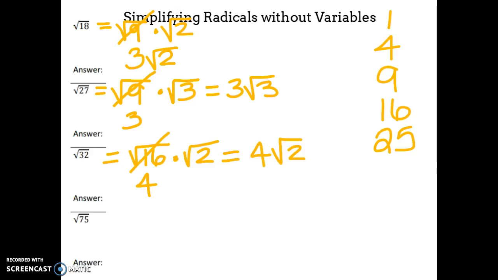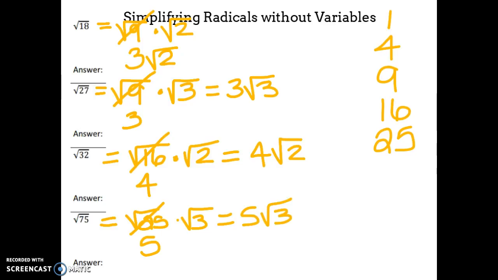Lastly, what perfect square goes into 75? It's not 50. The square root of 25 times the square root of 3 will give you 75. The square root of 25 is 5. So the answer is 5 square root of 3.